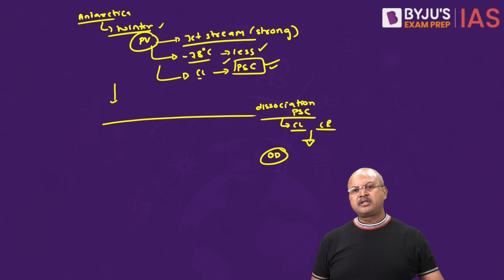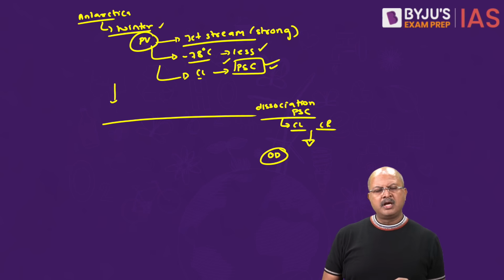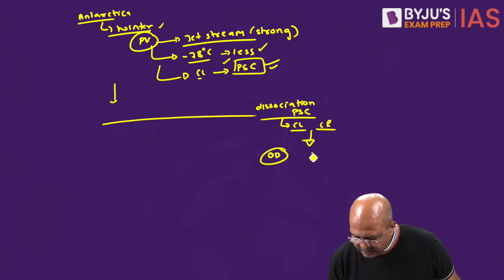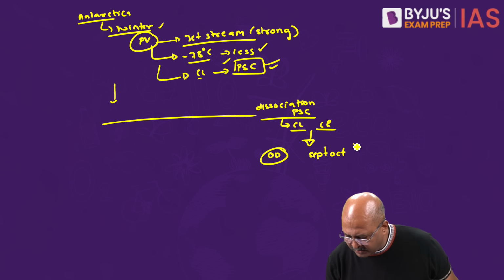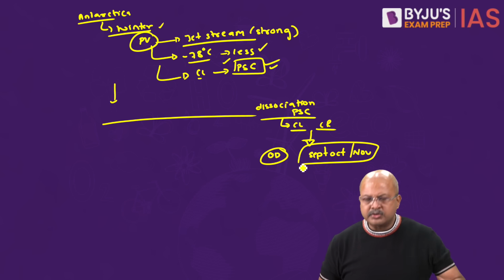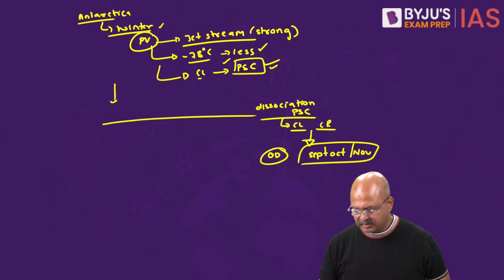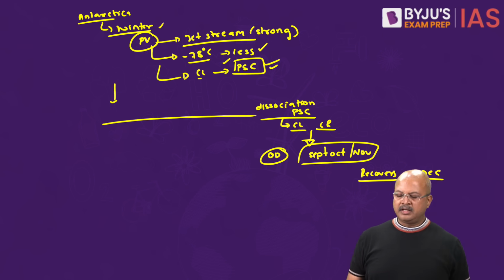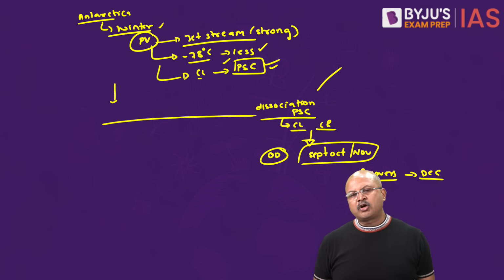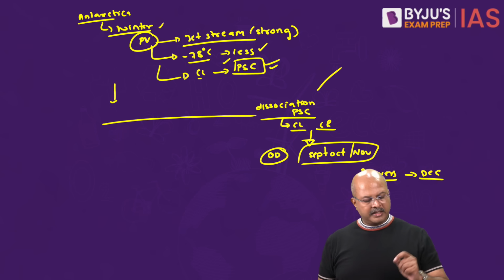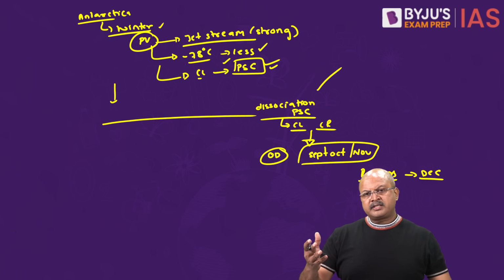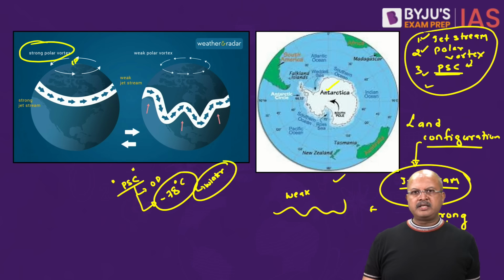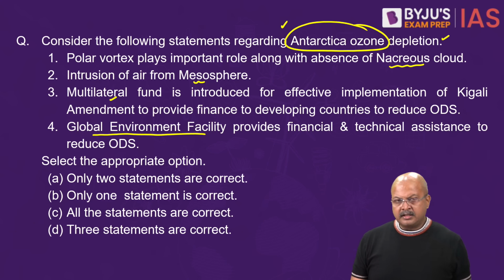It starts generally from the month of August, and in the months of September, October and November, it reaches the highest level. Right, September, October and November. So in this, it reaches the maximum level and it recovers by December or January. So this is how the ozone depletion is seen in the context of Antarctica. And the three factors are the polar vortex, jet stream, and the polar stratospheric clouds. Right. Now, keeping these things in mind, we'll try to analyze and answer the statements.